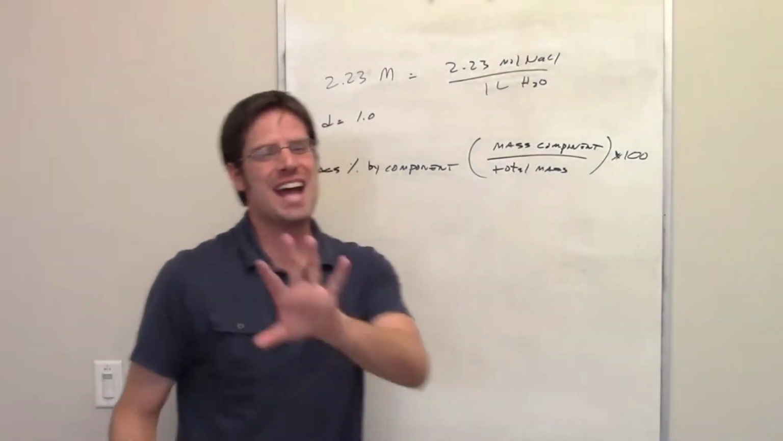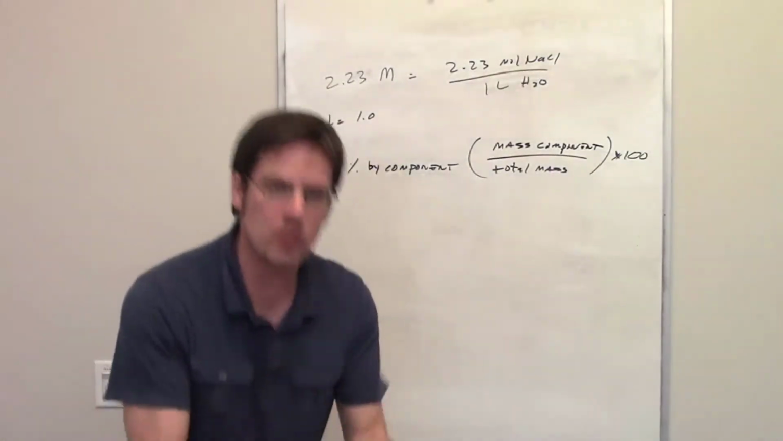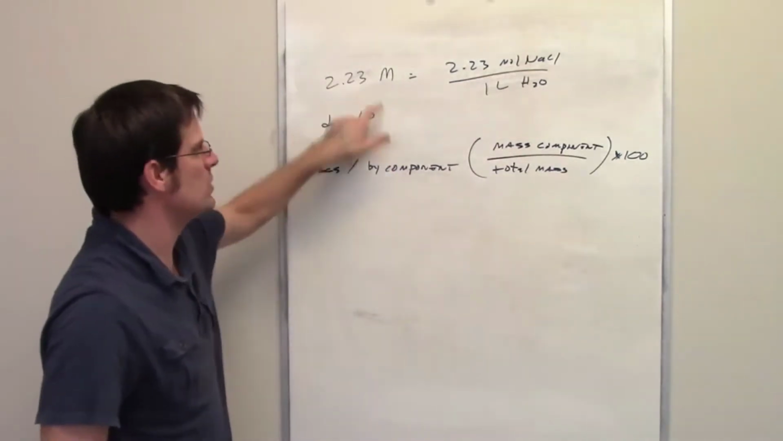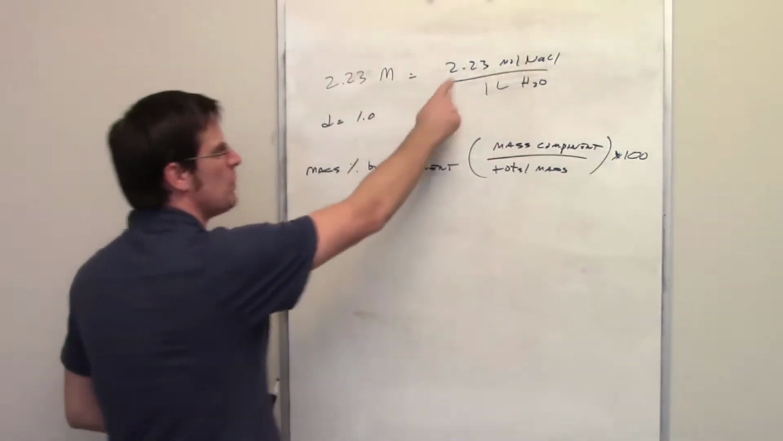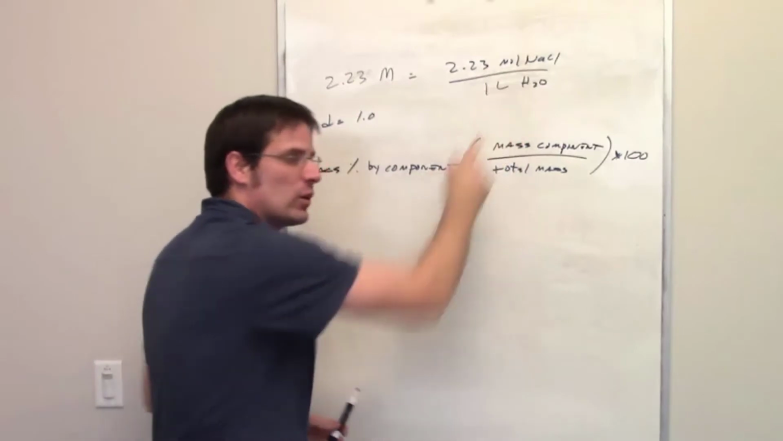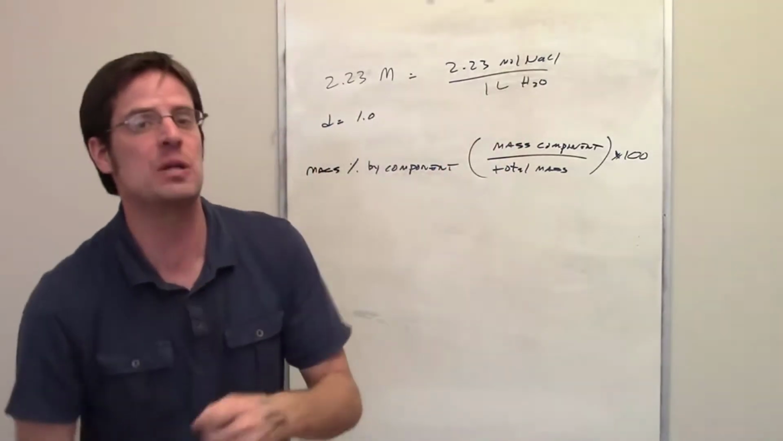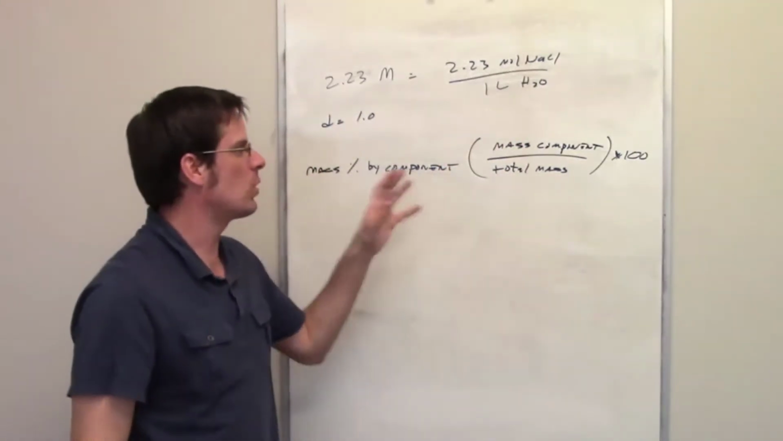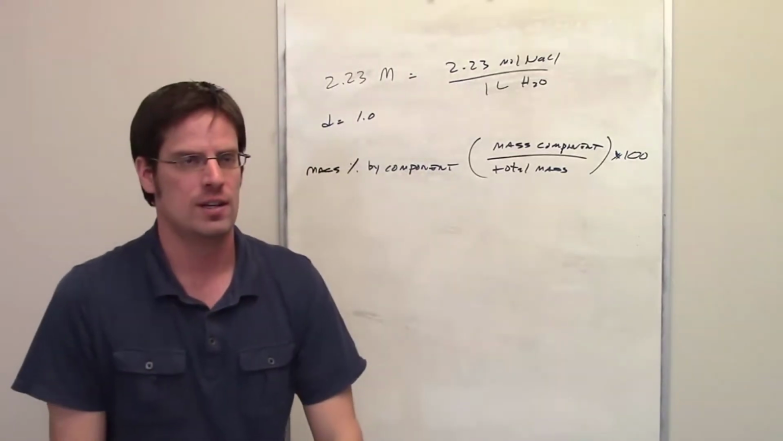This is a fun question. It asks us to determine the concentration of sodium chloride in a solution that's 2.23 molar. That means it's got 2.23 moles of sodium chloride in 1 liter of water, and I have to determine what the percent concentration of sodium chloride is by mass.